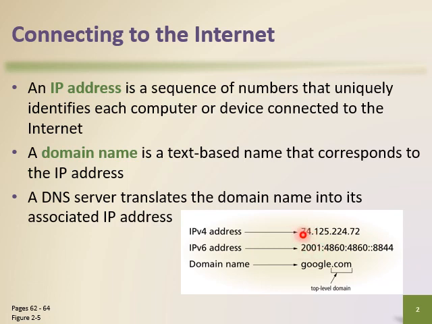IPv4 started with something like 74.125.224, while the IPv6 version had addresses like 2001. The IPv6 scheme increased the available number of IP addresses exponentially. And because these IP addresses are very difficult to remember, they are supported by the domain name, through which we name the websites. These are text-based names that correspond to the IP address.